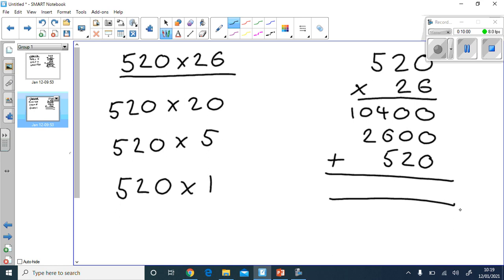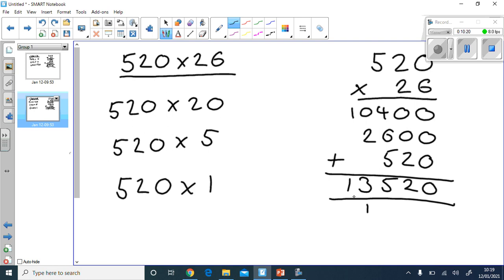Units, nice and easy, 0, tens, 20, hundreds, we've got 6 and 4 is 10, add another 5, that's 15. So we'll put 1 in our thousands, 5 in our hundreds, and we've got 2,000, add that one, that's 3,000, and don't forget the tens of thousands column. 13,520, and that's your answers.